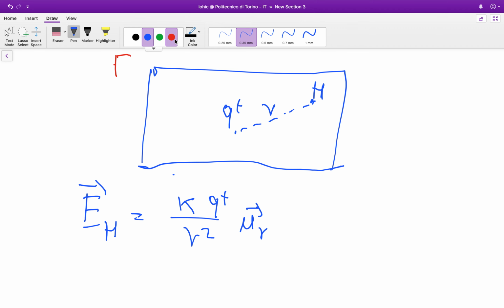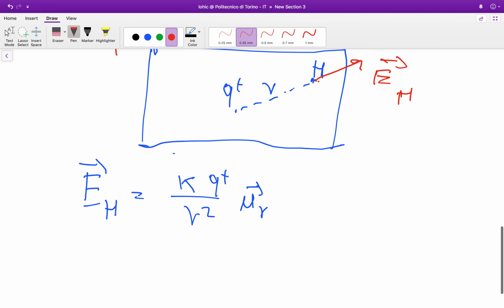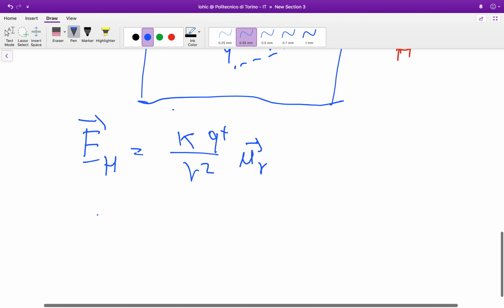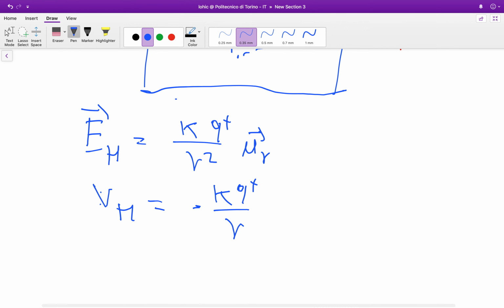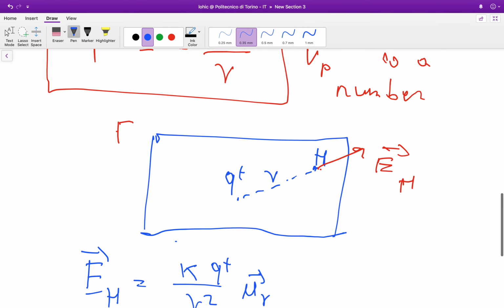And this electric field, how can I represent it on the graph? This field will be outgoing like this. This is E, this is EH. Now I want also to write down the formula of the potential. VH by definition will be minus K times Q plus over R. That is all. So it is just a number without any direction.